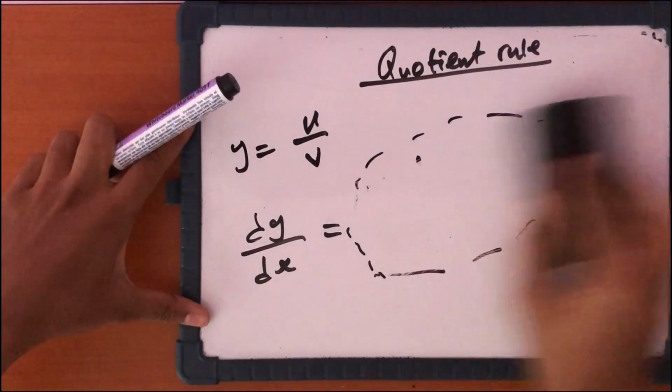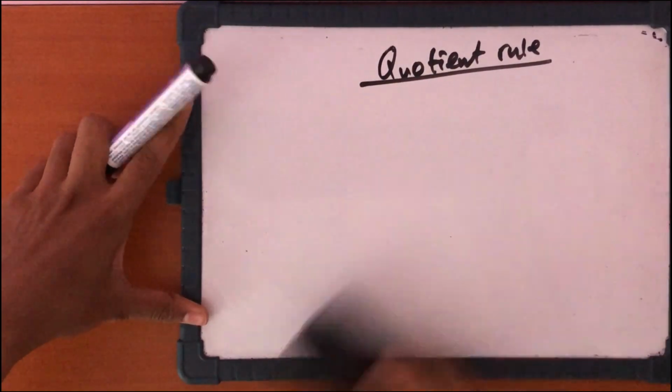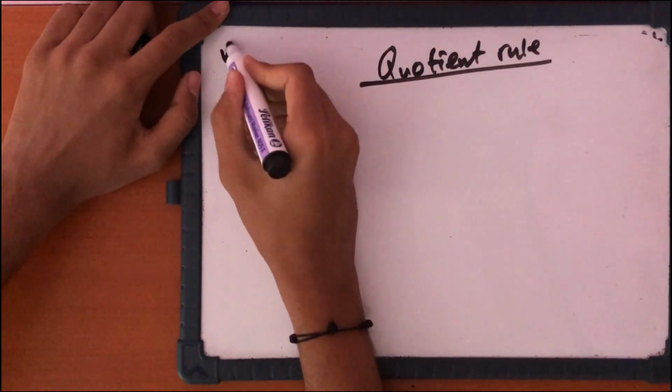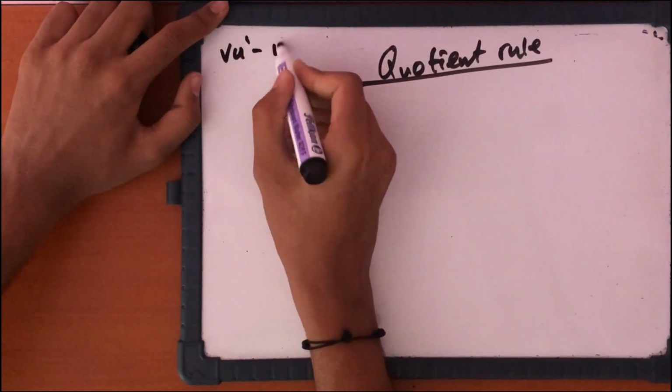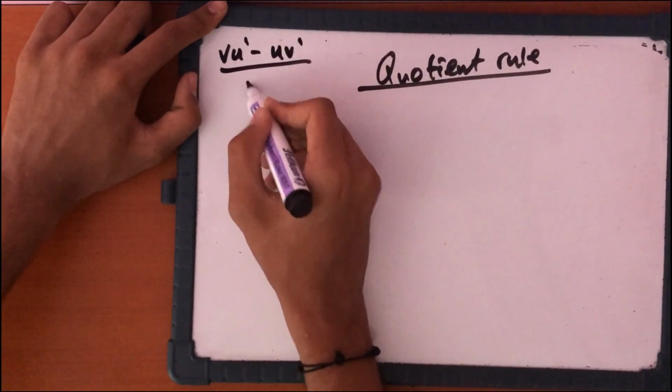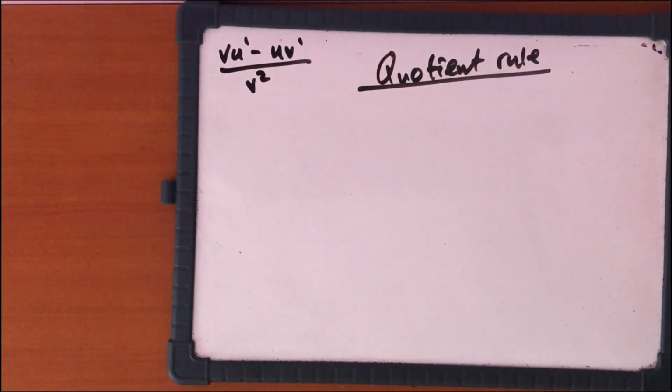So that's just a general formula. Let me write it in the corner for when we do examples. vu prime minus uv prime all over v squared is how you get the derivative.